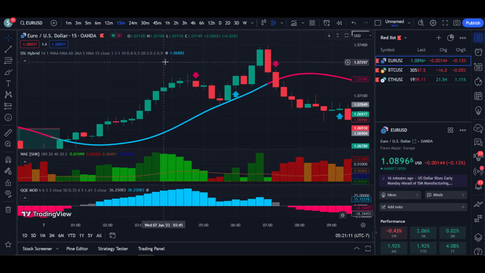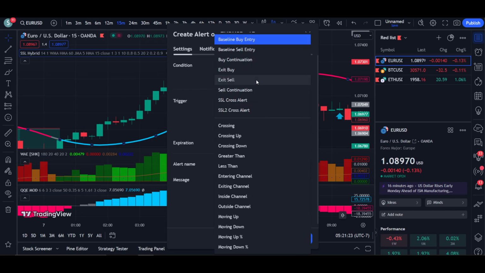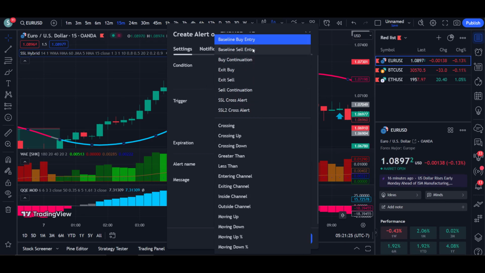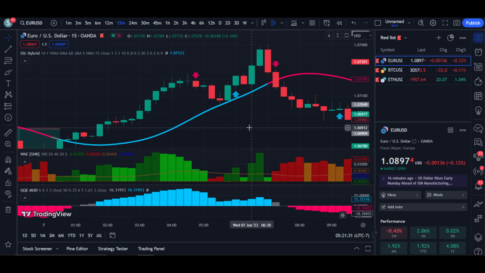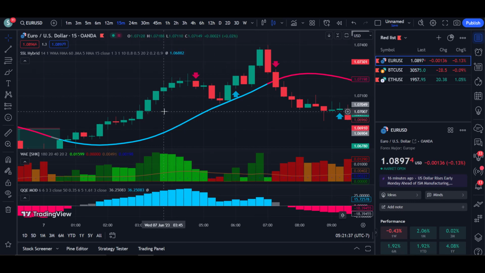So for setting up alerts on this strategy, what you're going to do is right-click on the arrow, click on Add Alert. We're going to click on Once Per Bar Close, and then we're going to set up 2 trading alerts, one for the buy entry and an additional one for the sell entry. After that, you should get alerts notified to whatever device you use plugged into TradingView. And then after that, you can check to see if the trade is valid.